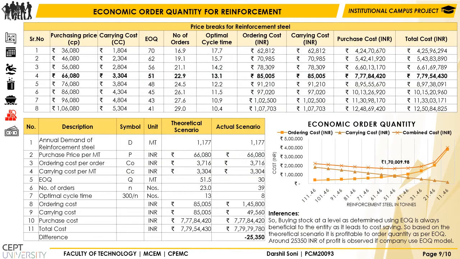This price break table shows the value of EOQ, number of orders, cycle time, and the total cost for the different values of the purchase price. The table below shows a comparison between the theoretical and the actual scenario.